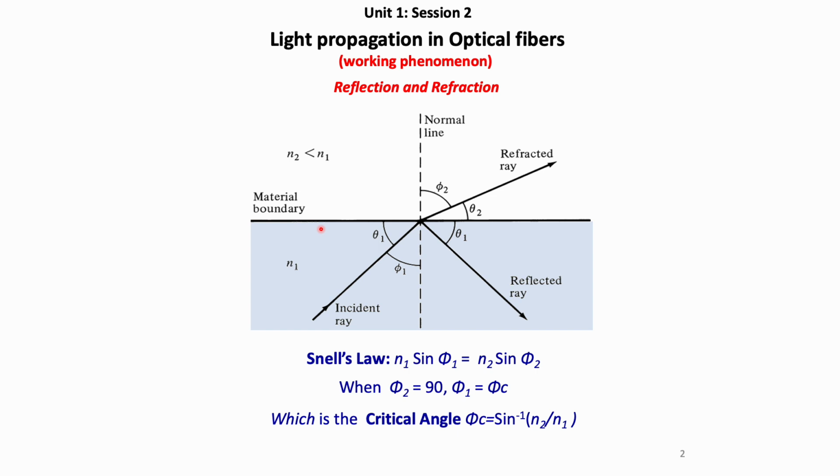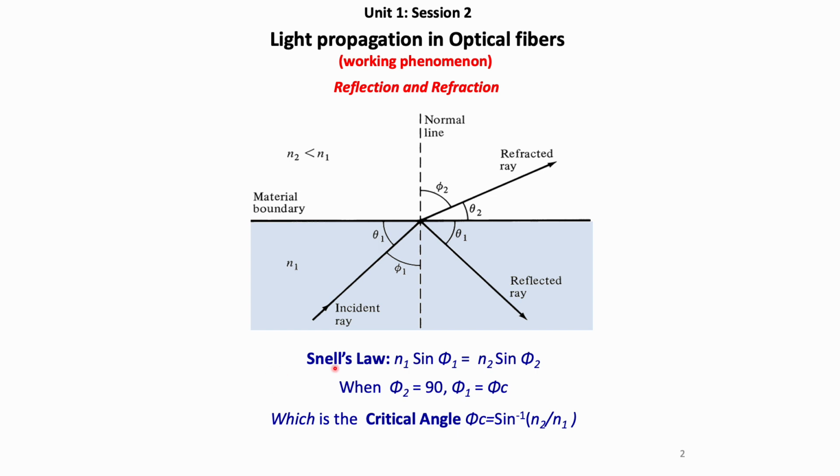So when I incident the ray at an angle, there is the possibility of bending of the signal or reflection of the signal. There may be a refracted ray, otherwise a reflected ray. If that happens, what comes into the picture? Snell's law. Snell's law describes how light is bent or refracted when it passes between two different mediums, with two different refractive indices, N1 and N2.